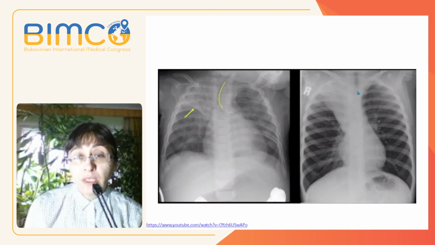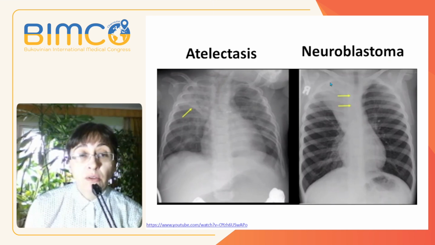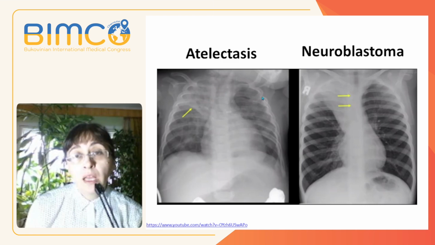So, what is what? We may tell that atelectasis is located on the first picture, because loss of aeration causes shifting of the trachea to this side, and this density is caused by neuroblastoma.